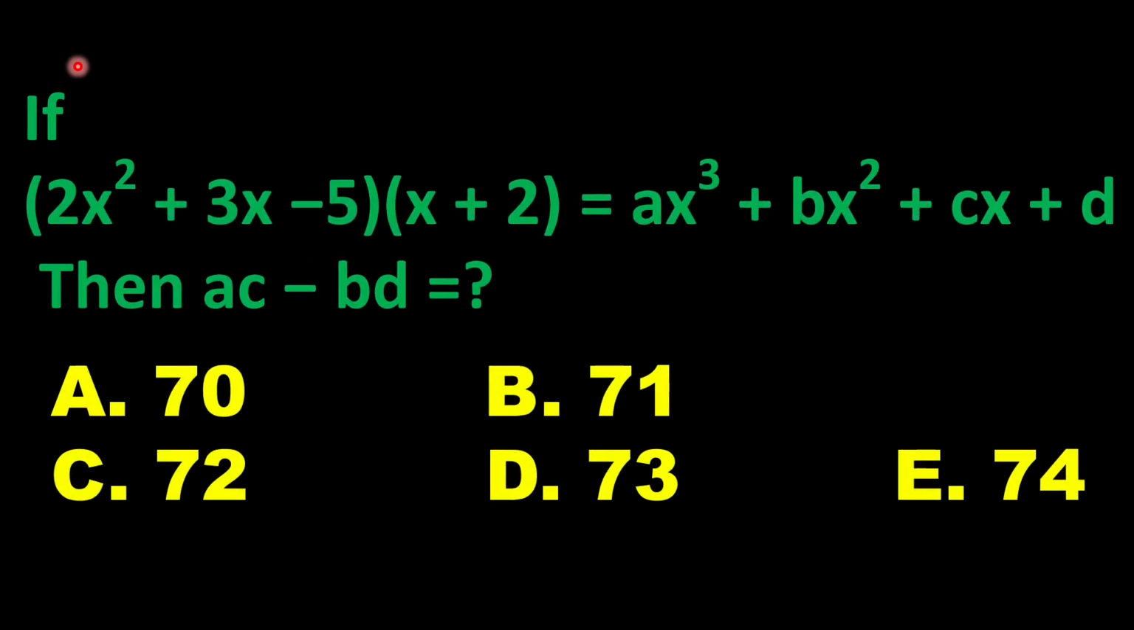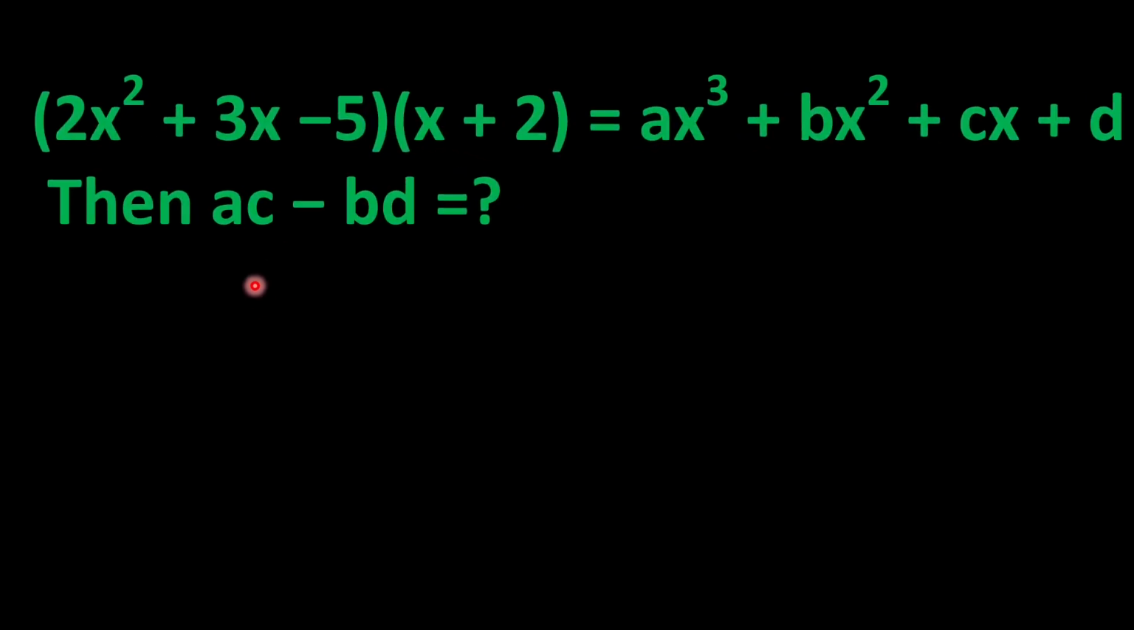Hello everyone. We have this question: if (2x² + 3x − 5)(x + 2) = x³ + bx² + cx + d, then what is the value of AC − BD? So we will find out the value of AC − BD. For this, we will solve. First of all, we will solve this equation. So let's try to find out the solution of this question.